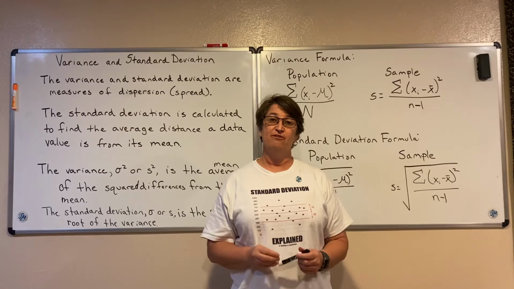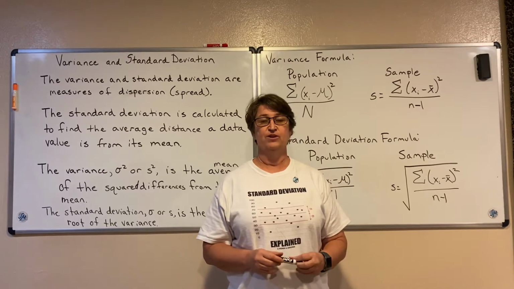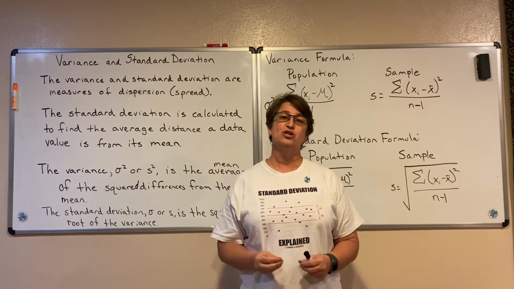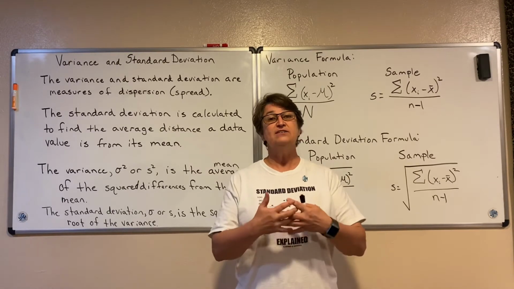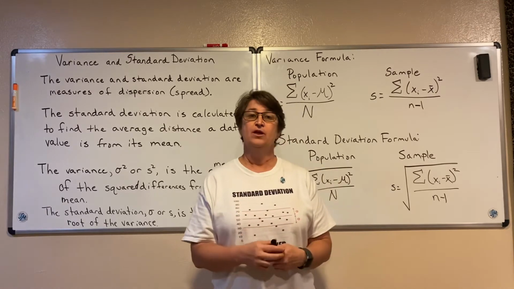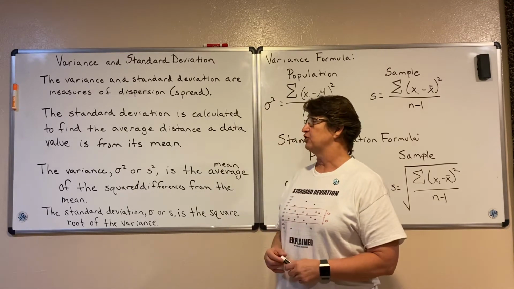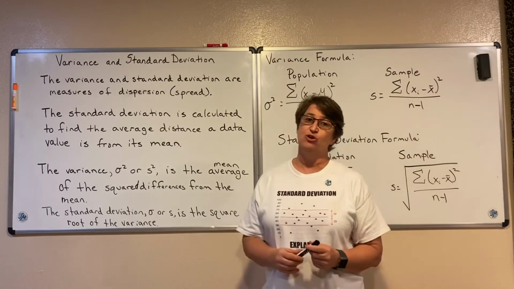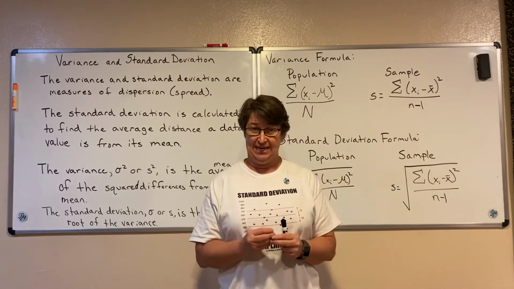Let's talk about the variance and the standard deviation. The variance and the standard deviation are two measures of dispersion. They tell us about how spread out our data is. And the standard deviation is calculated to help us find the average distance a data value is from its mean.